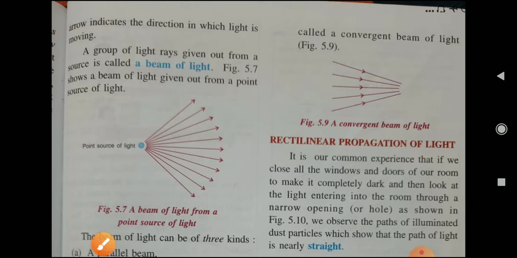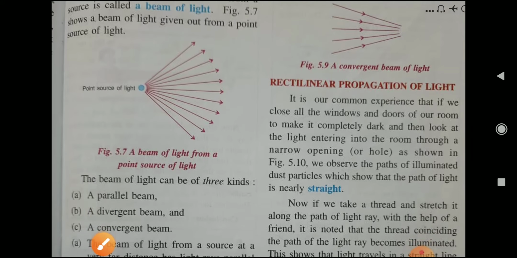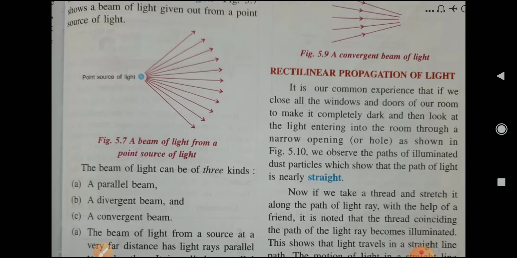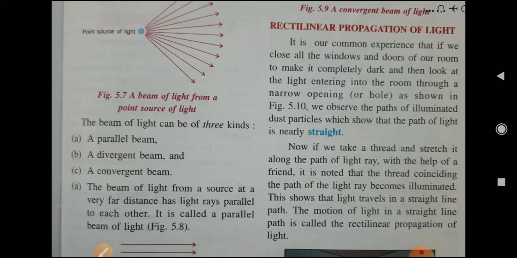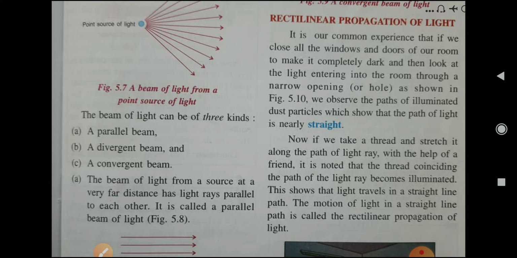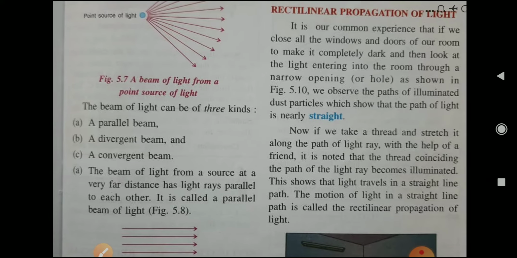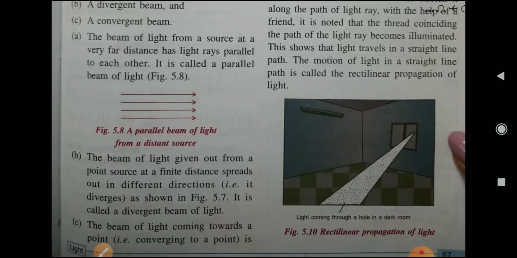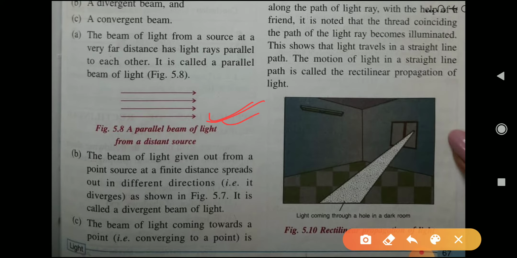Now, rectilinear propagation of light. The property of light to travel in a straight line path is known as rectilinear propagation of light, because light always travels in a straight line, and the motion of light in a straight line path is known as rectilinear propagation of light. As you can see here, these light rays are in a straight line. So this is a property of light, that it always travels in a straight line path, and this is known as rectilinear propagation of light.